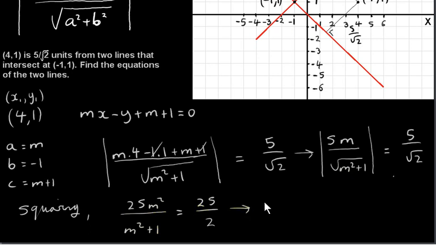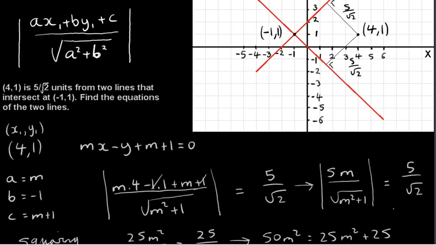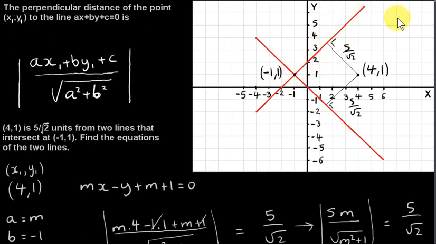Cross multiplying gives us 50m squared equals 25m squared plus 25. Solve this equation. 25m squared equals 25 means that m squared equals 1. The square root of 1 is either plus 1 or minus 1. So we get two values for m as expected, because the conditions of this problem lead us to two possibilities, two possible lines. So one of these lines has a slope of plus 1. Well, we can see that obviously it's this one here. This is the line with positive slope, and this line here has negative slope.